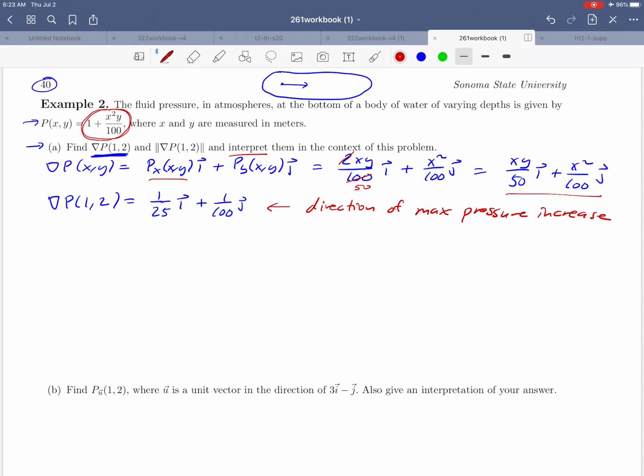Okay, in particular at the point (1, 2). So there's where we are so far. And then the second thing that they'd like us to calculate is the magnitude of the gradient. Well, all we have to do there is take that gradient vector that we calculated and find how long it is. So we're going to take the square root of the sum of the squares of our components.